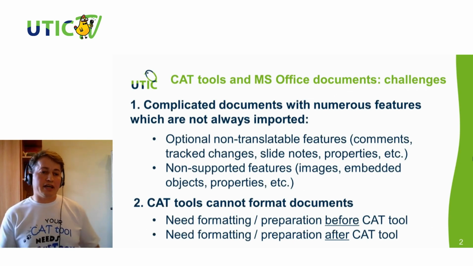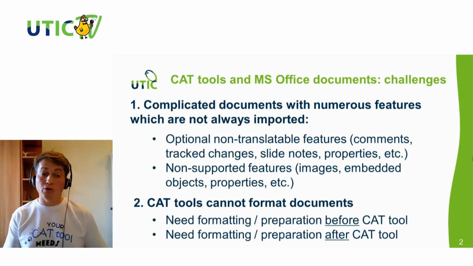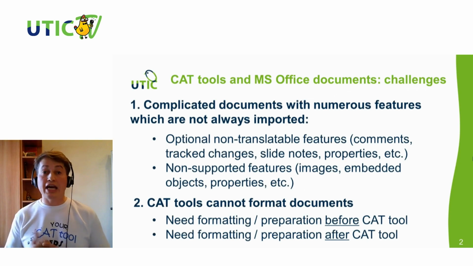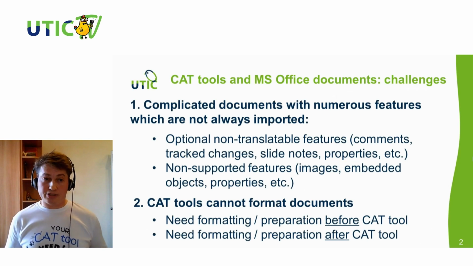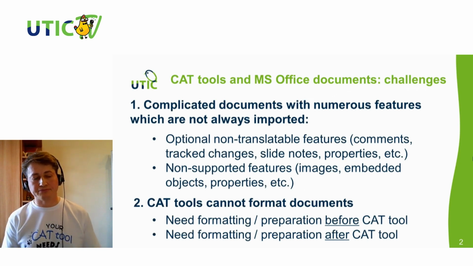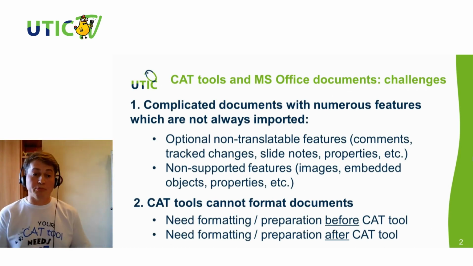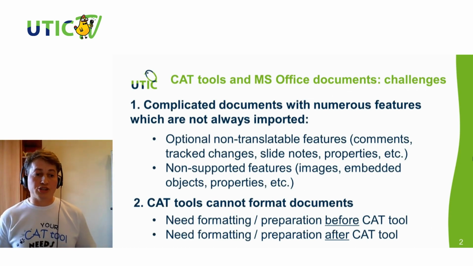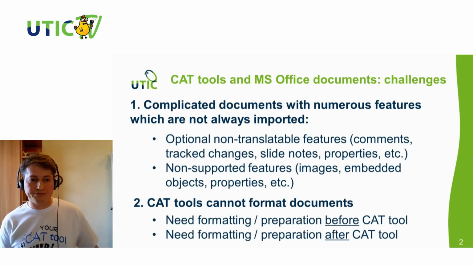On the other hand, CAT tools are not all powerful, and they cannot translate all the features available in every file format. For example, you can't translate images in a CAT tool. Second, CAT tools are essentially black boxes. You cannot change the format of a document once the document is inside the CAT tool.